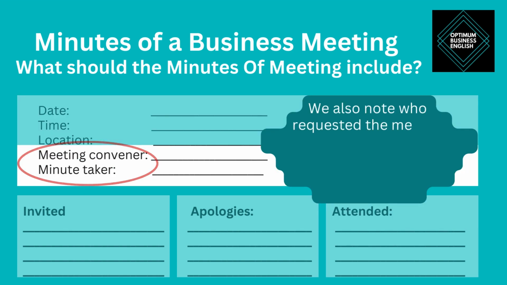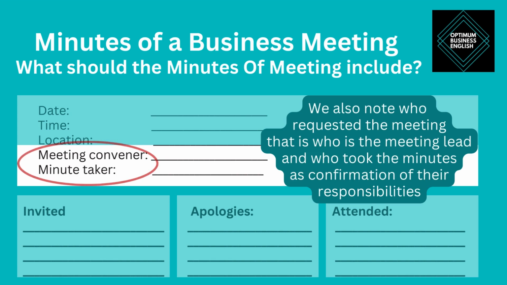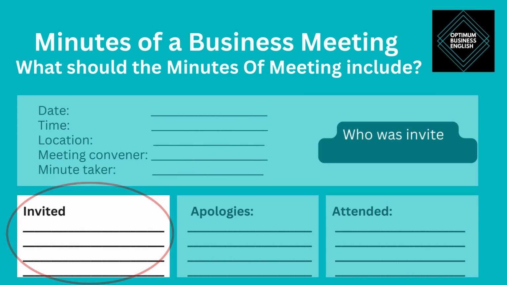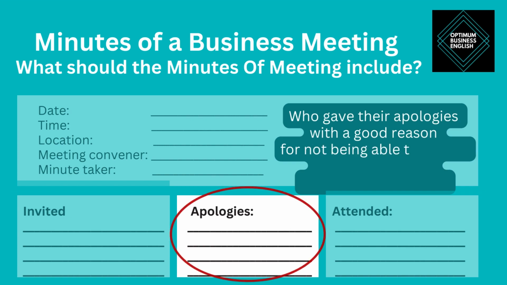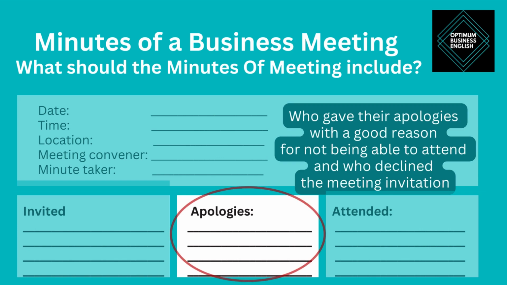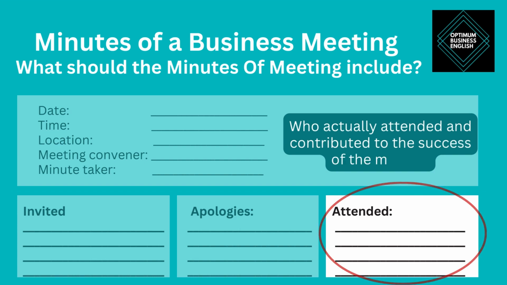We also note who requested the meeting, that is, who is the meeting lead, and who took the minutes as confirmation of their responsibilities. We clearly note who was invited to attend the meeting, who gave their apologies with a good reason for not being able to attend, and who declined the meeting invitation, and those who actually attended and contributed to the success of the meeting.